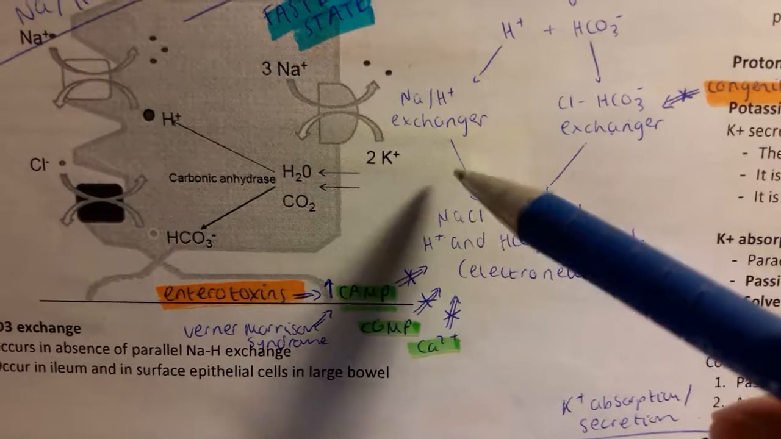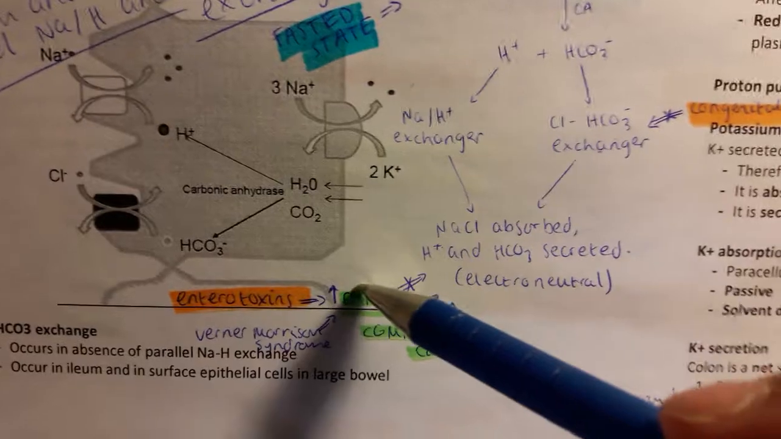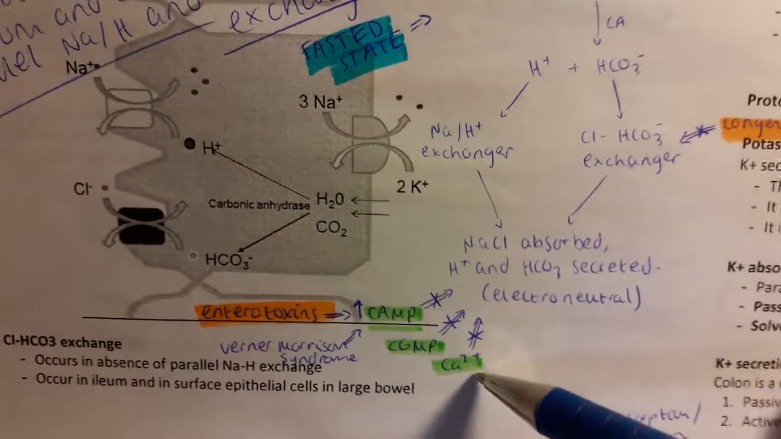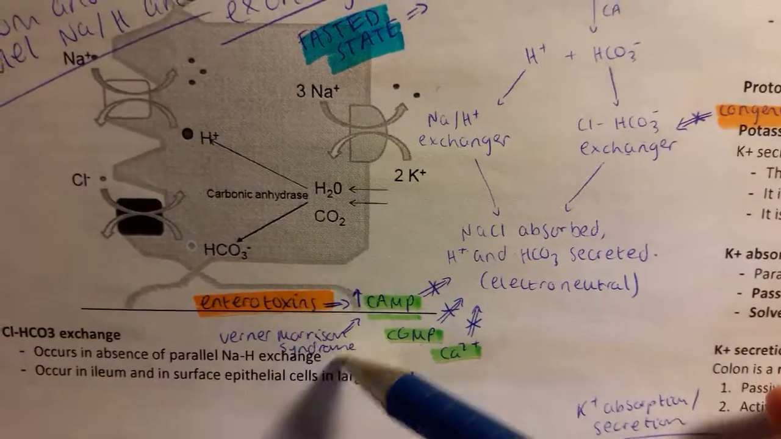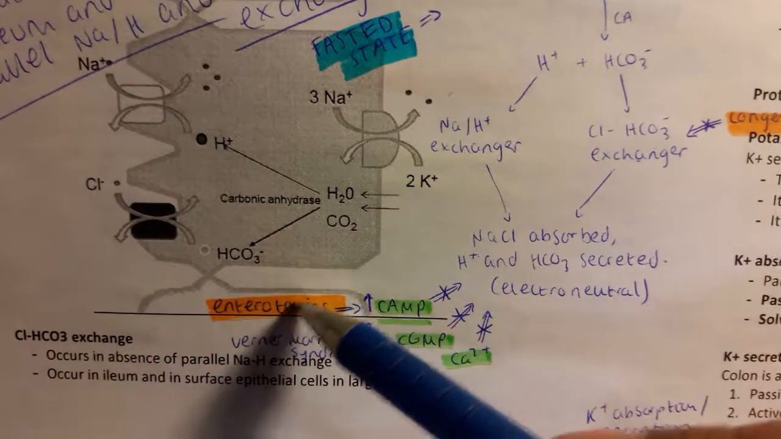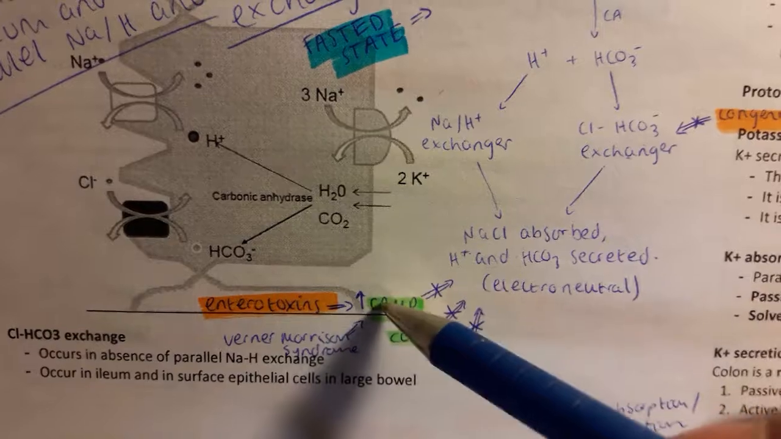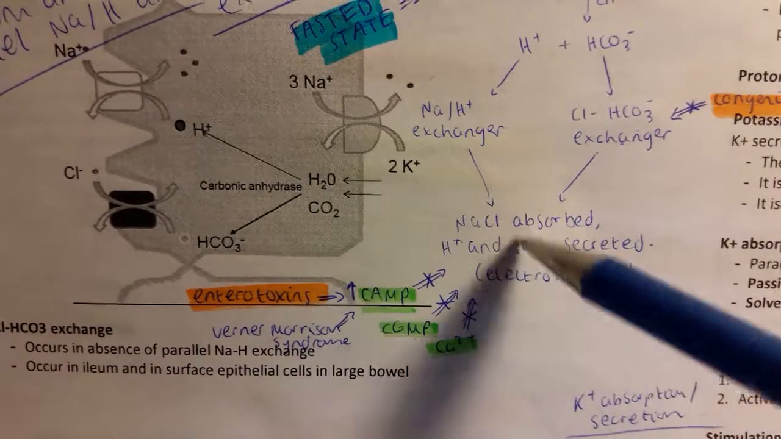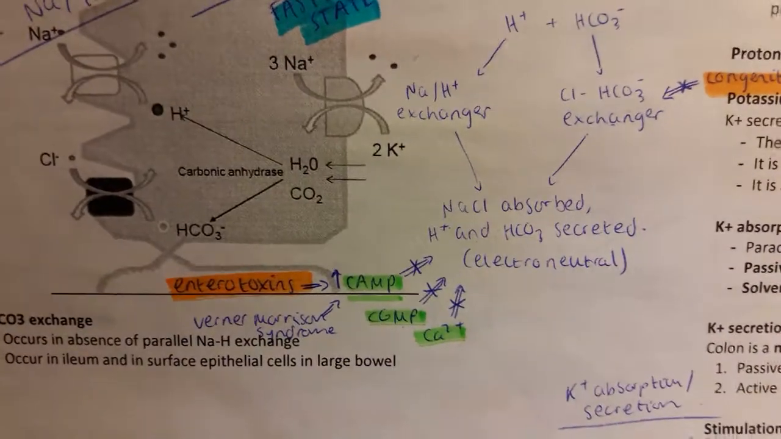And just like the sodium absorption, this is inhibited by three things: cAMP, cGMP, and calcium. Where can the cAMP come from? Well, it comes from Werner-Morrison syndrome, which I'm going to mention in a minute, and enterotoxins such as cholera. If you have cholera and an increased cAMP, you're not going to be able to absorb the sodium chloride, so water is going to stay in the gut, causing diarrhea.